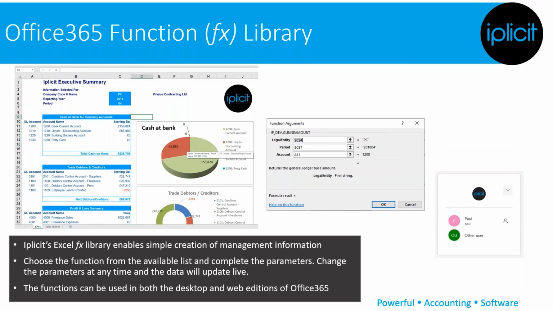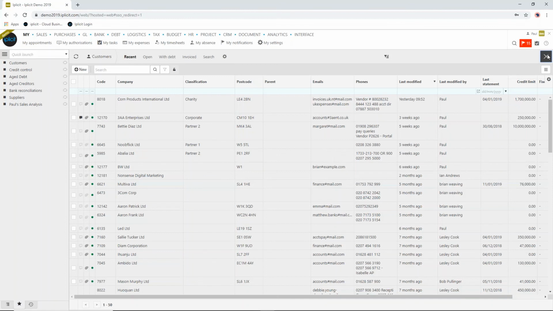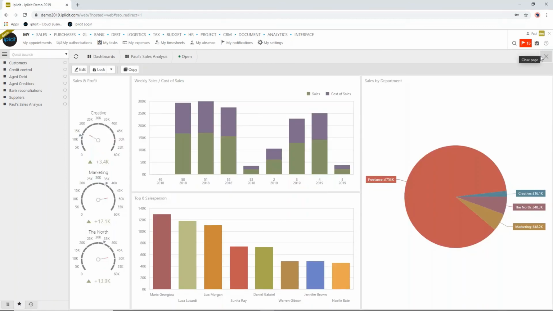And as I've already said, this complements the iplicit inquiry functionality, and it also complements the dashboard functionality available within iplicit. So within iplicit you can have these default dashboards that you can choose and you can view. I've got one here with a sales analysis, but it could be a debtors or creditors or whatever it might be. All the data from within iplicit is available for you to create dashboards and allocate those to people, and that might be the default screen they see when they log in.